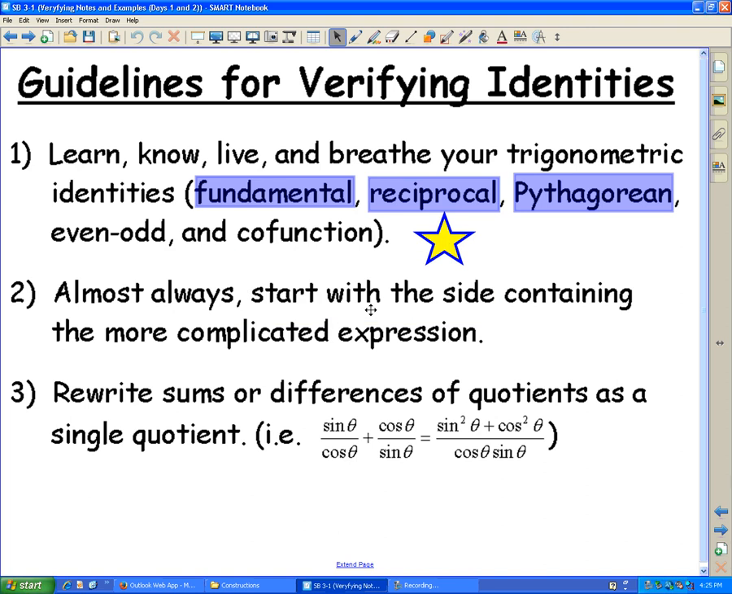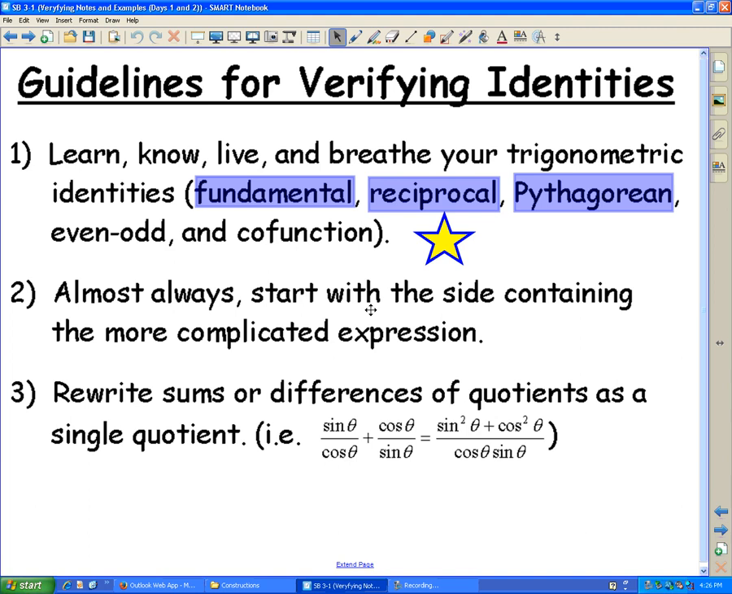Almost always start with the side containing the more complicated expression. It may be a little counterintuitive to say, ooh, this side's uglier, I'm going to start with it, but it's actually much easier to take something kind of big and ugly and simplify it to something smaller than it is to take something kind of small and simple and make it into something more complex. And once you've tried a couple, if you try a couple of these different ways, you'll see that simplifying something big and ugly down is much more intuitive than it is to go in the reverse order.